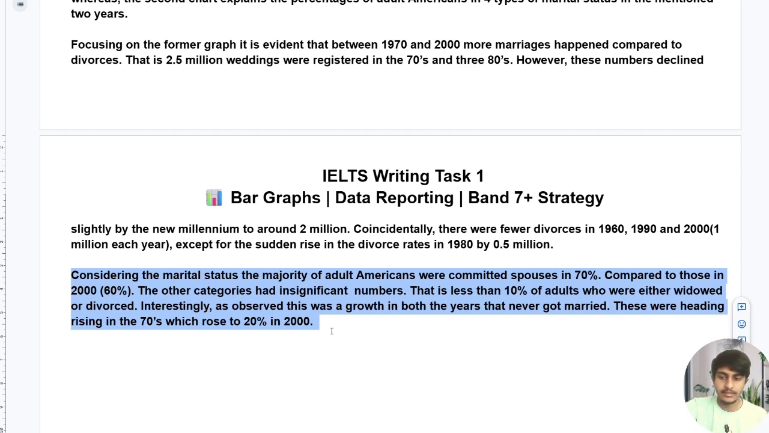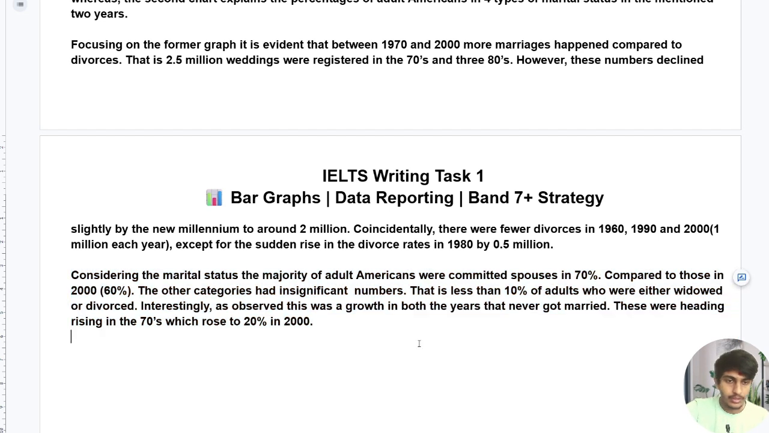Then the writer smartly groups widowed and divorced, because both are below 10%, so there is no need to separate them. This shows grouping skill, data economy, and logical writing. The most important trend is the never married category increase. This shows social change, but still written naturally.